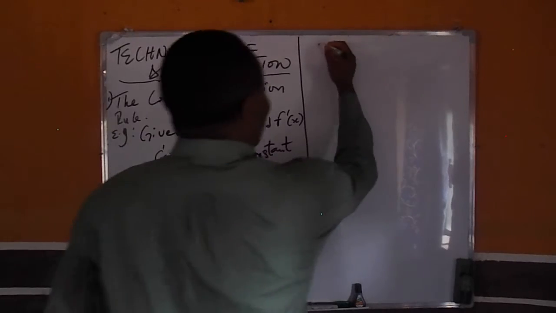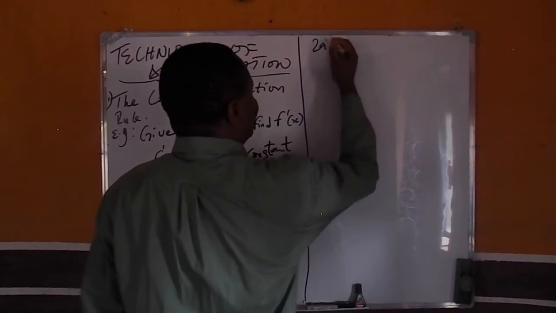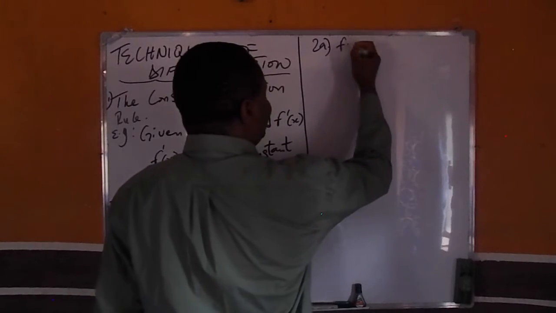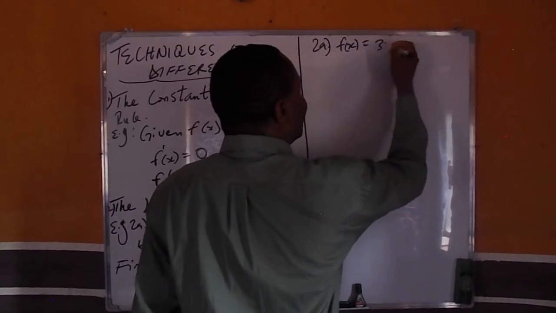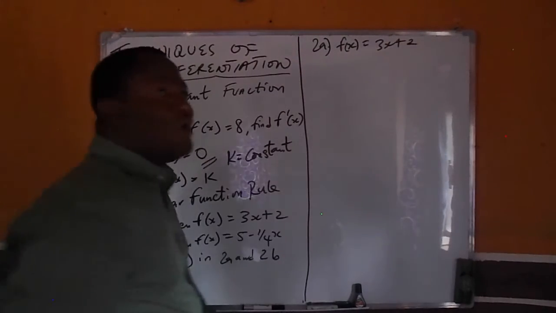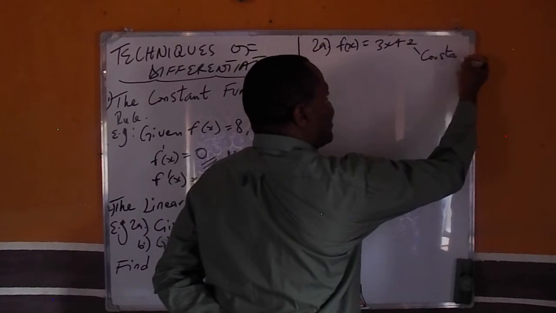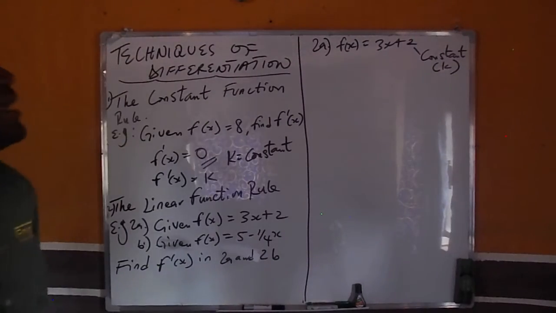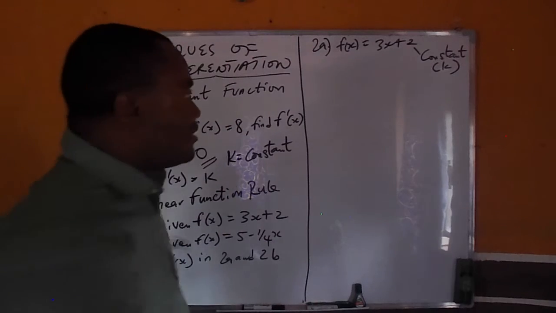In 2a, when we are solving, we say f of x equals 3x plus 2. As we know, this 2 is a constant. It's constant, which is k. At the end, this 2 will give us 0. We are left to solve this in 2a.